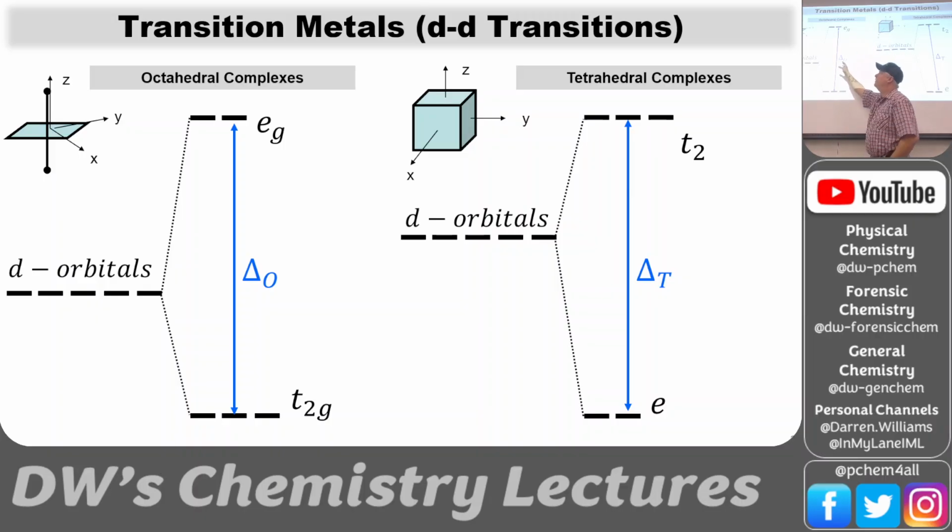In an octahedral field, you have the inversion center, so you have g's and u's. The three of those orbitals will form a T group, and then two of those orbitals will form an E group. Or in the tetrahedral complexes, again, it's a 3 and 2 split. There's no g's or u's.